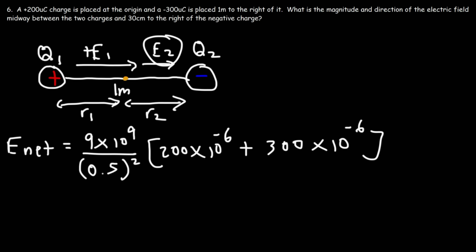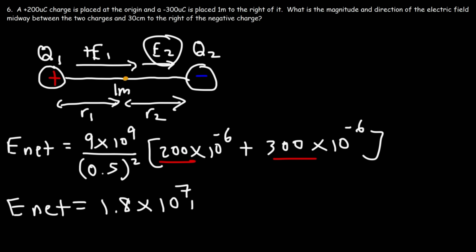So 200 plus 300, this becomes 500. So it's 9 times 10 to the 9 times 500 times 10 to the negative 6 divided by 0.5 squared. Thus, the net electric field is 18 million, which is 1.8 times 10 to the 7 newtons per coulomb. So that's the answer for part A.